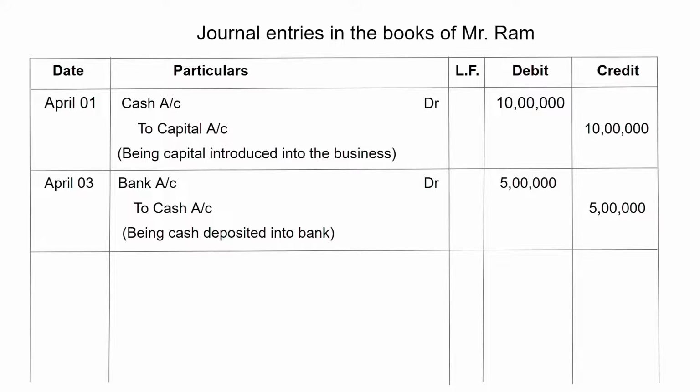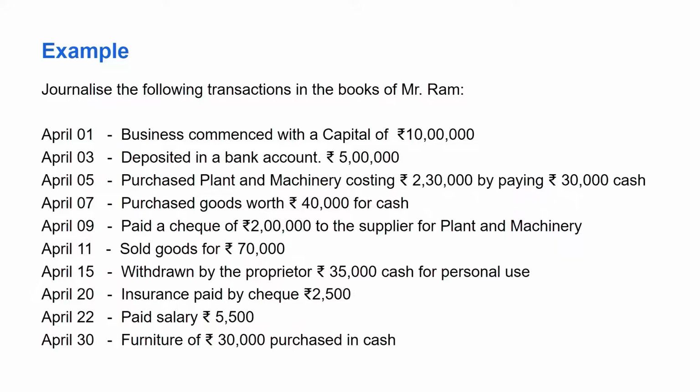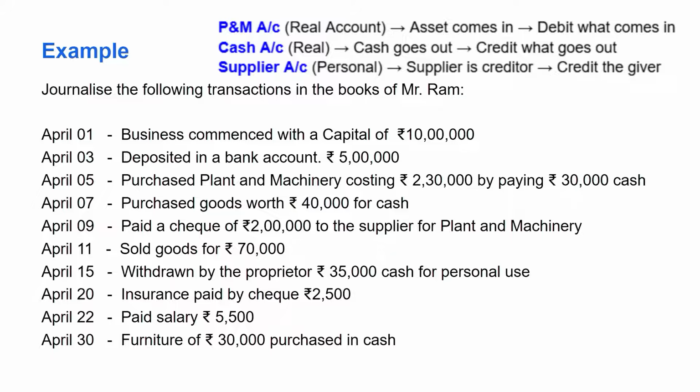cash deposited into bank. And the next transaction is April 5th, purchased plant and machinery costing rupees 2,30,000 by paying 30,000 in cash. In this transaction, 30,000 is paid now and the rest 2 lakh will be paid later. So we debit the full value of the asset and credit cash for what is paid and credit a payable for the balance. So here 3 accounts are involved. That is, the accounts are plant and machinery account, cash account and machinery supplier account.